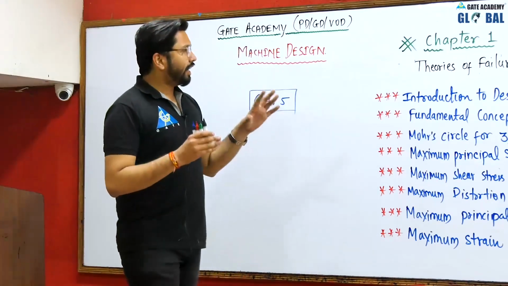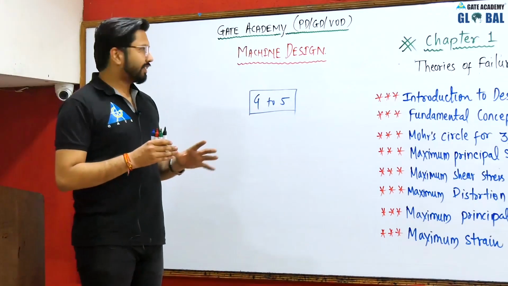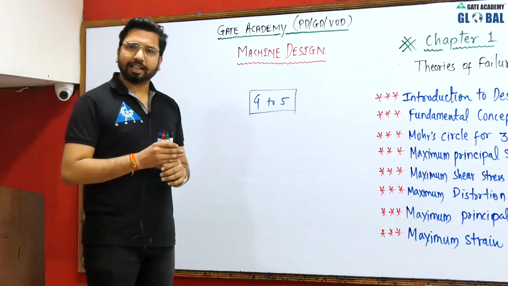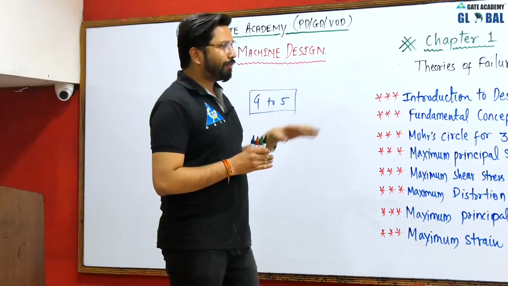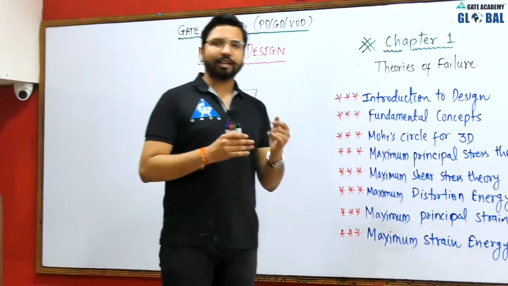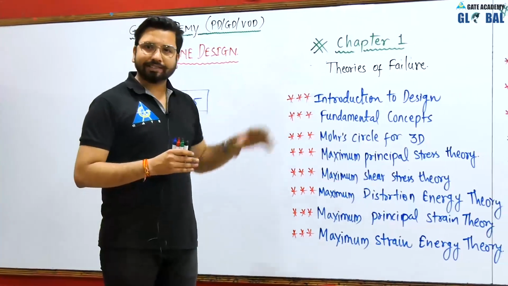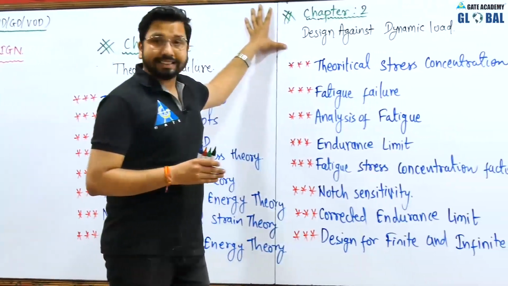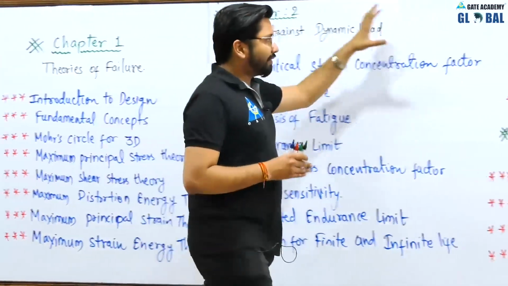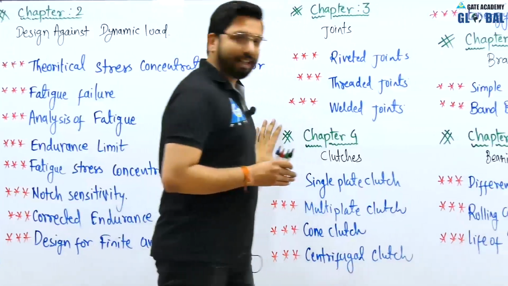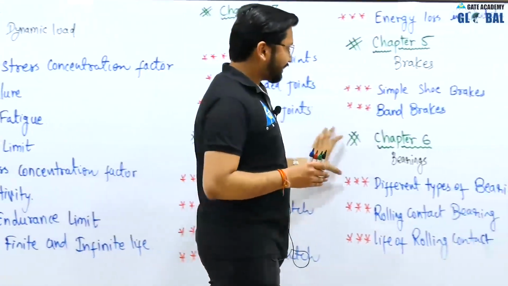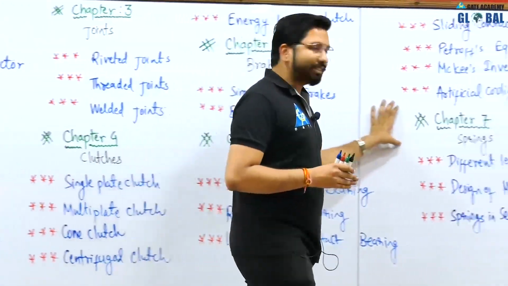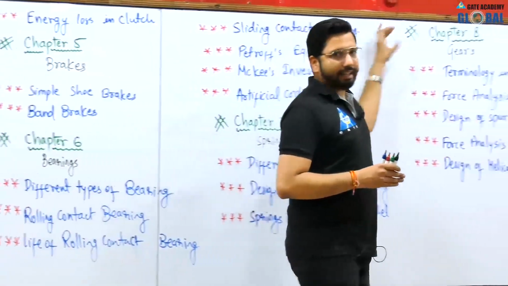Now let us start with the discussion of the various chapters available in your course. There will be 8 chapters. Chapter 1 is theory of failure, chapter 2 is design against dynamic load, chapter 3 is joints, chapter 4 is clutches, chapter 5 is brakes, chapter 6 is bearings, chapter 7 is springs, and chapter 8 is gears.